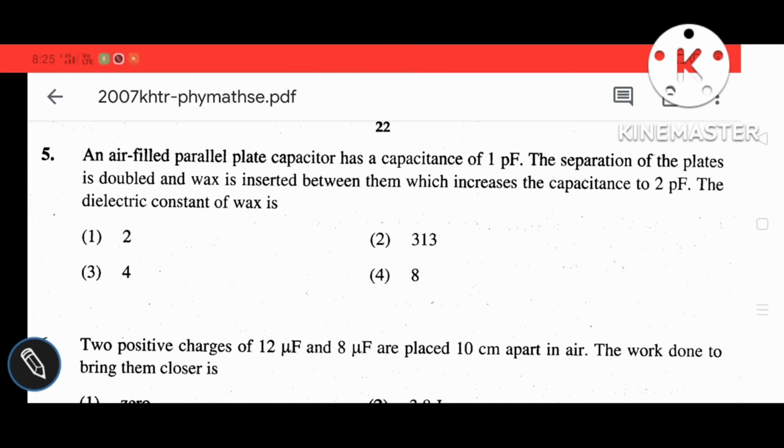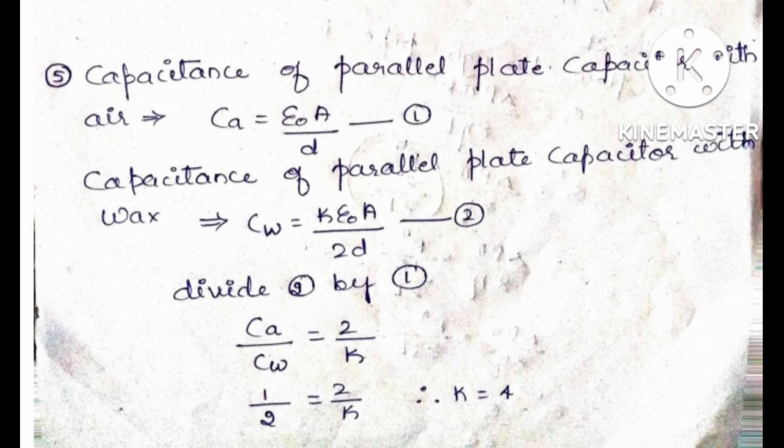So we have to use the formula to solve this. Let us solve it. The capacitance of the parallel plate capacitor in air and in wax, we are going to divide the two equations, and finally we are going to get the K value equal to 4. Just take a screenshot and you can write it down later.